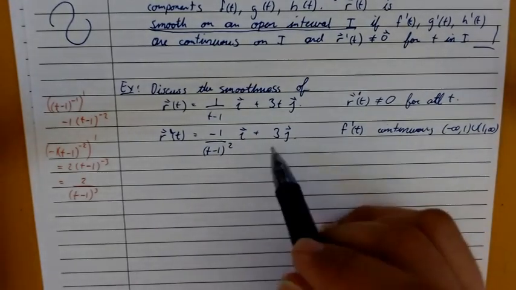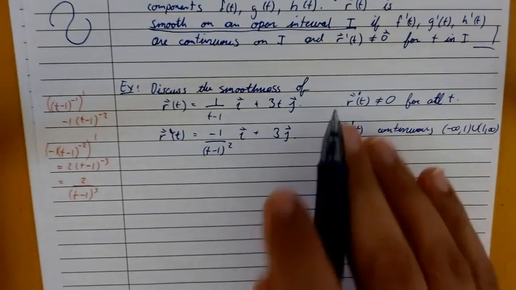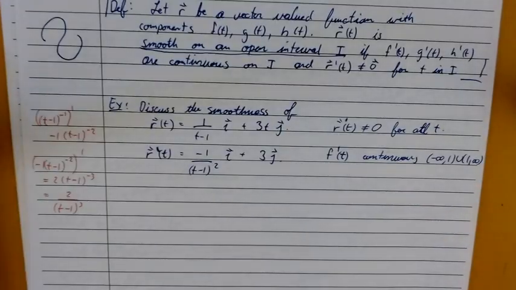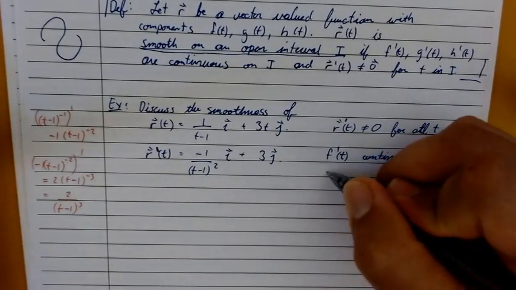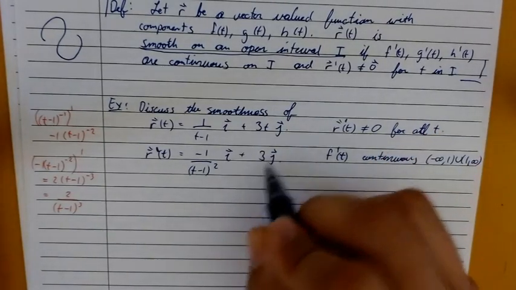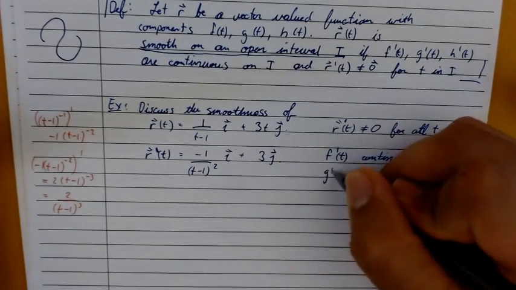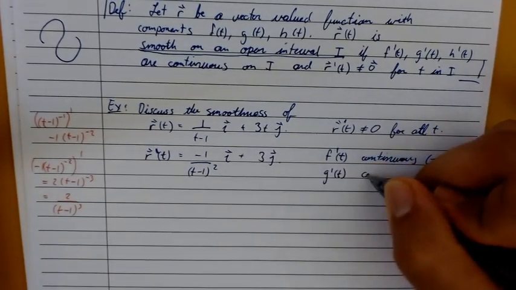And then g of t is continuous for all real numbers because it's a constant. A constant is a constant. It's continuous for all real numbers. In fact, any polynomial is continuous for all real numbers, thinking back to Cal 1.